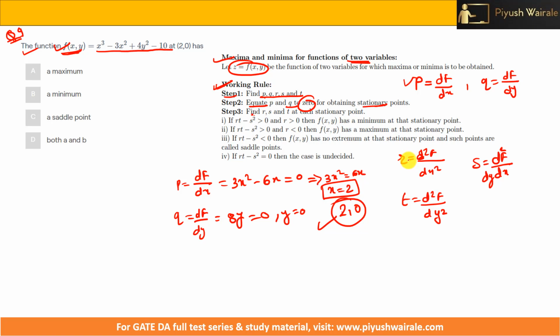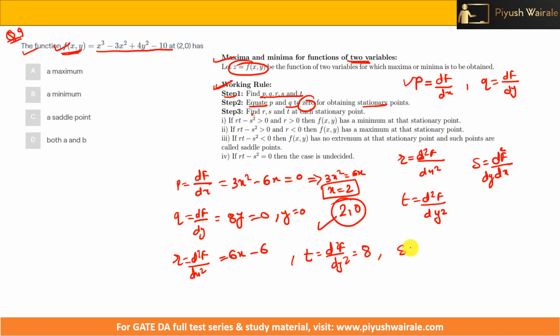That is double differentiation of f with respect to x. So r is basically d2f by dx square. What is the value of the double differentiation? It is 6x minus 6, right? What about t? t is basically d2f by dy square, the differentiation with respect to y of this particular expression, that is 8 only.